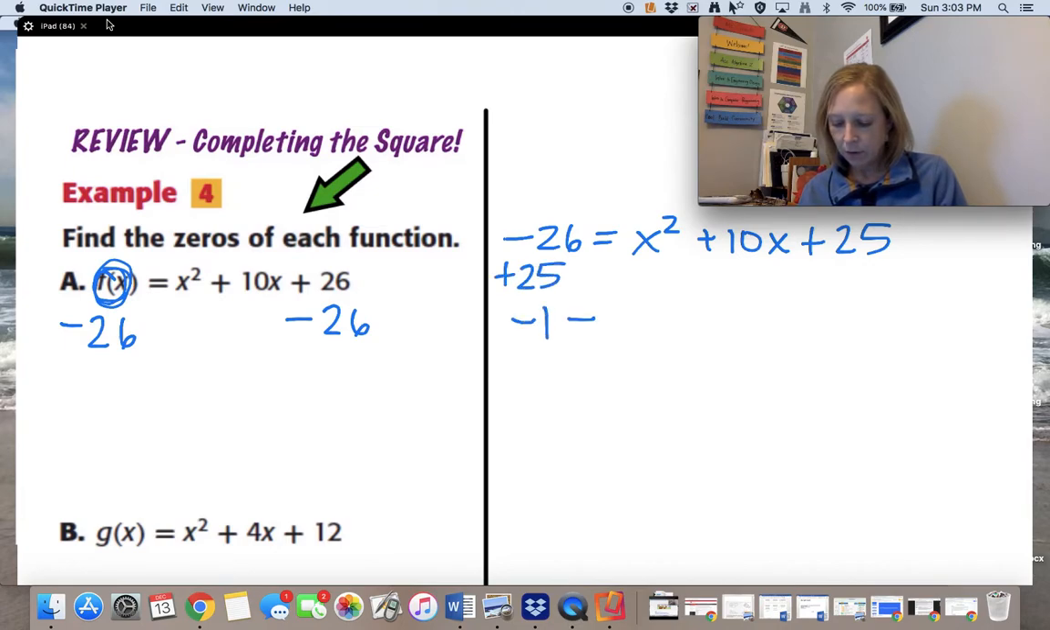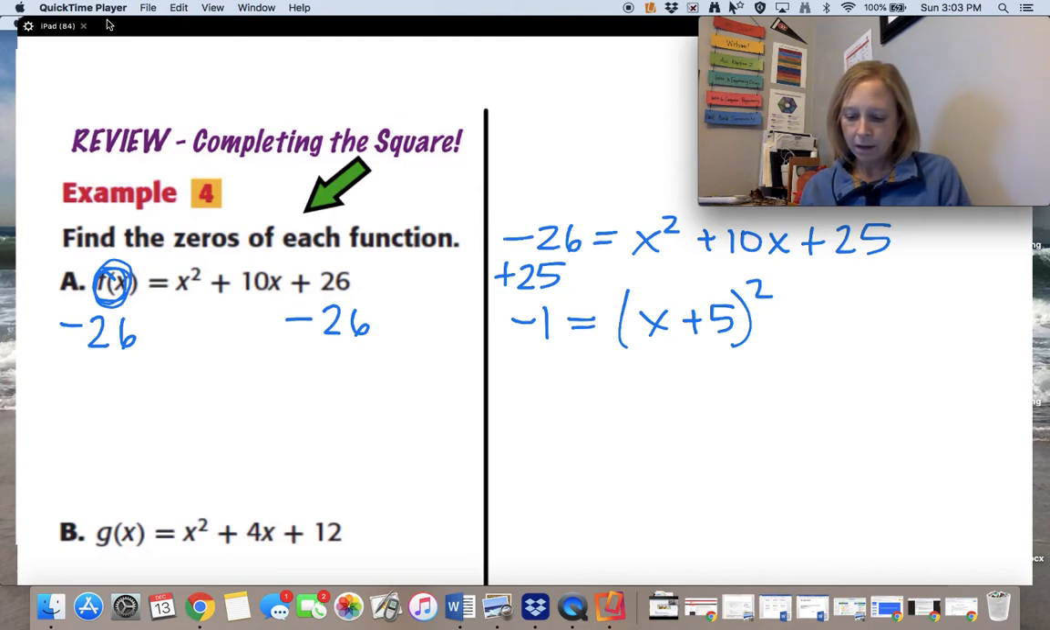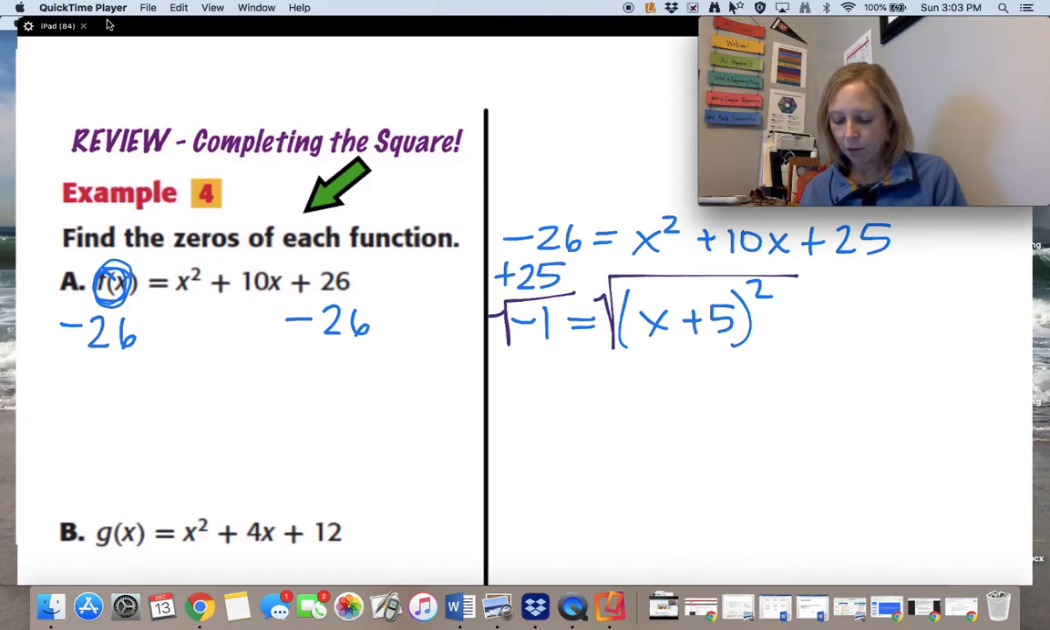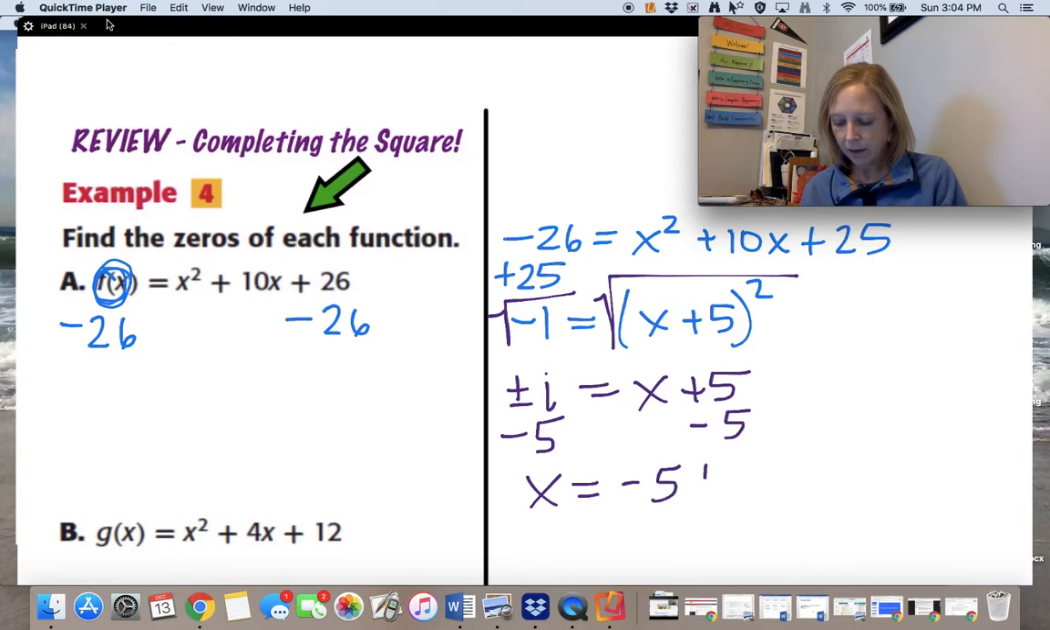And now I have negative 1 equals x plus 5 quantity squared. Now I'll take the square root of both sides, because now I'm solving. The square root of negative 1 is plus or minus i. The square root of x plus 5 squared is x plus 5. Subtract 5 from each side, and x is equal to negative 5 plus or minus i.